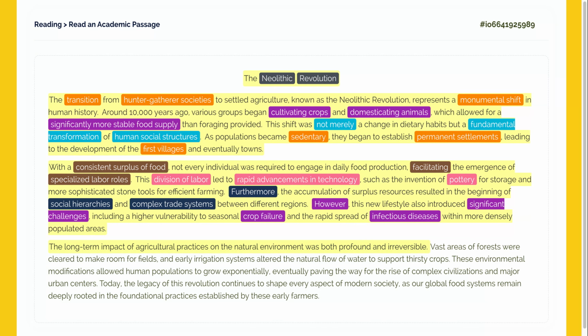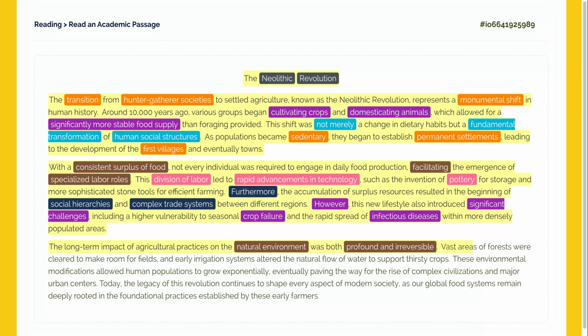Paragraph 3 moves away from social changes to look at the natural environment. The author calls the impact profound and irreversible. This means the changes were deep and could never be changed back. This sets a serious tone for the final part of the passage.